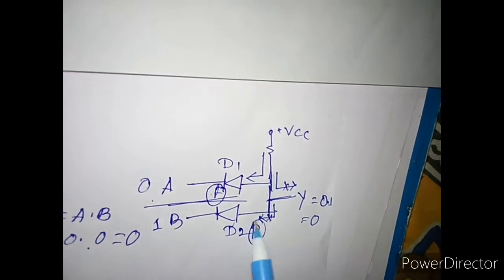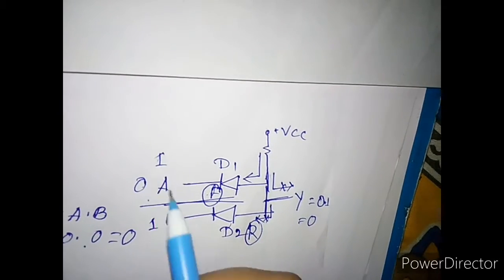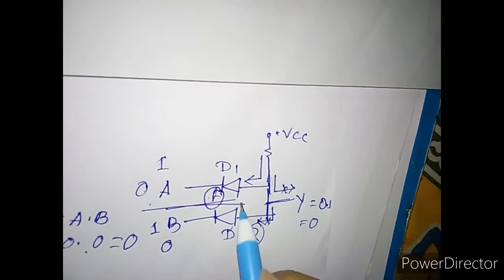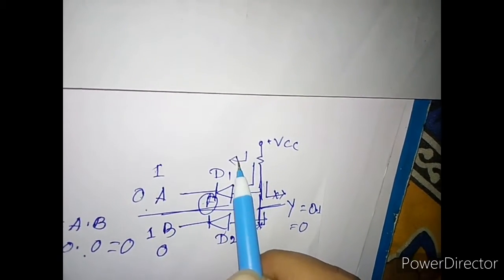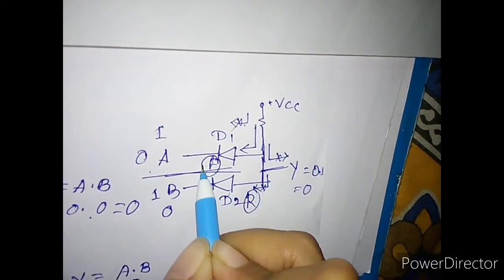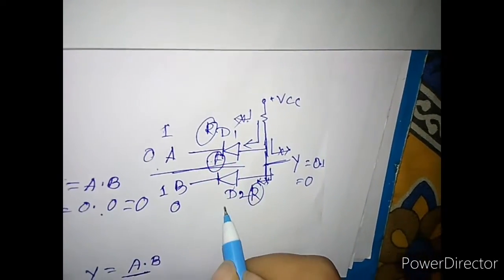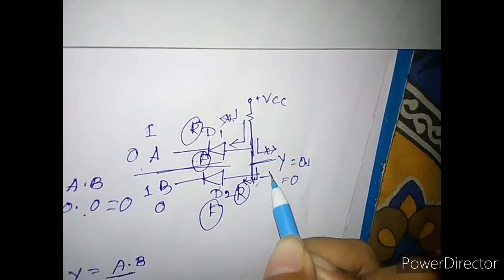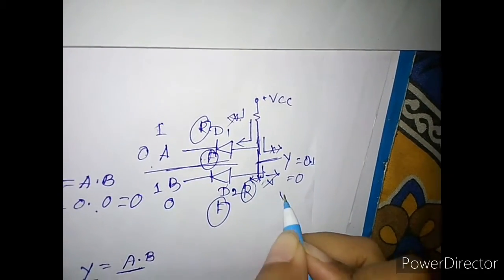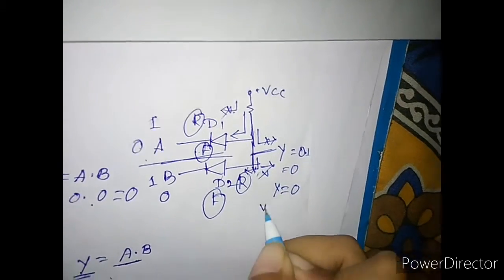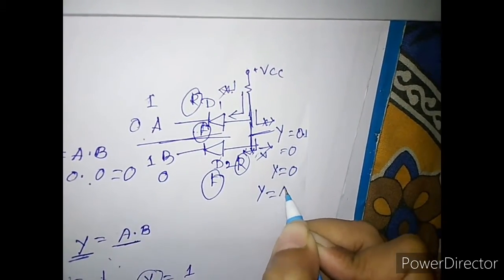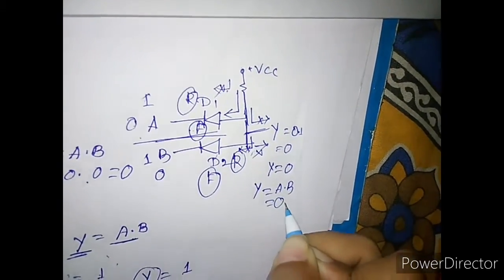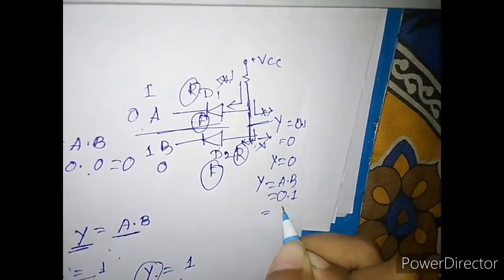On the other hand, when A is equal to 1 and B is equal to 0, D1 is reverse biased and D2 is forward biased. That means Y does not have any supply. That means Y is equal to 0. Y is equal to A dot B, with A equal to 1, B equal to 0. That means Y is equal to 0.